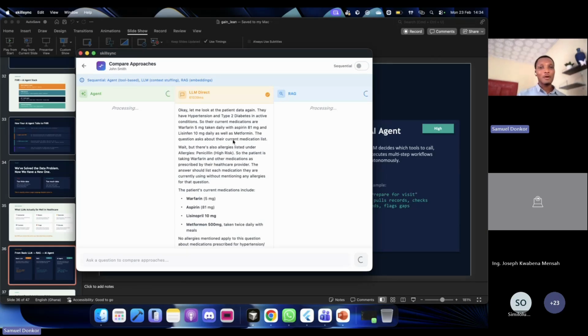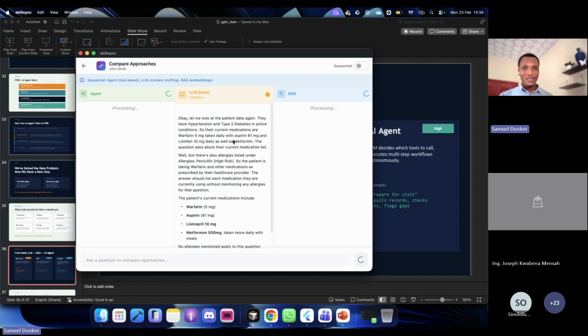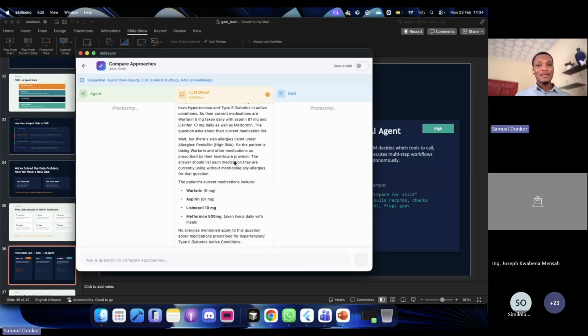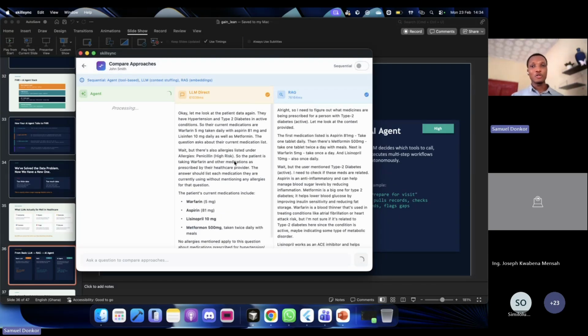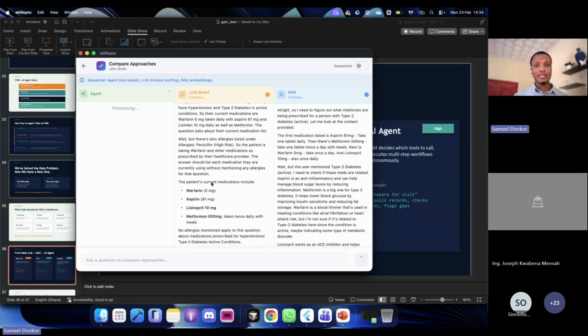Okay, cool. We've got a response from the LLM. That's cool. Let's wait on the other ones for a while. I'm pretty sure the agent will be next, and then the RAG. Yeah, so this was fairly quick, right? We were able to get the information we needed back. It basically says, hey, the patient's current medications include this and this and this and this. So we have 4 medications.